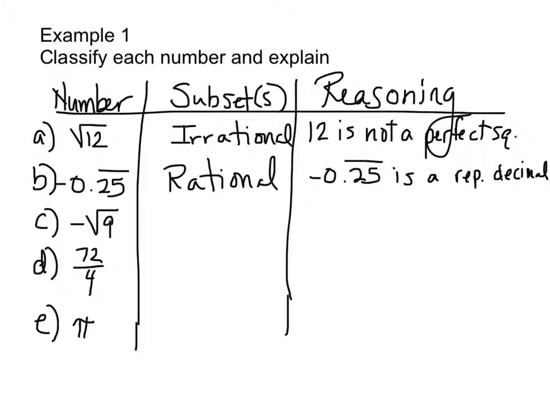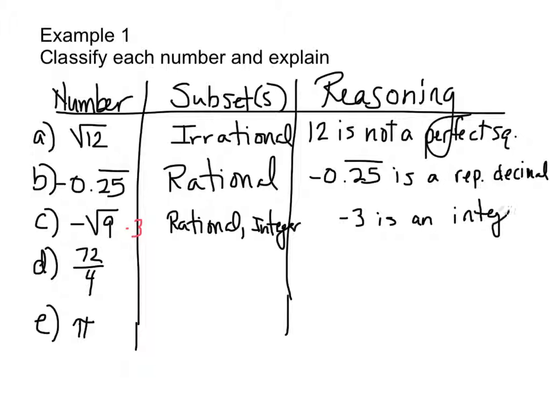Next one, negative square root of 9. Now this one, what is the square root of 9? This actually is negative 3. And what do you know about negative 3? It's a rational number, but what else is it? It's an integer. And why is it an integer? Because negative 3 is an integer. Or you could say because negative square root of 9 is an integer, or because it's negative 3.